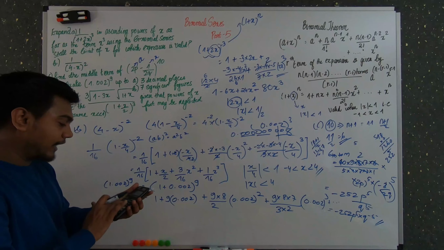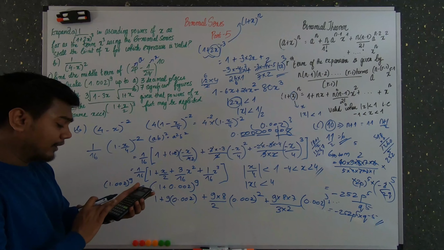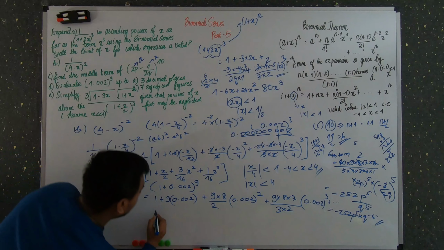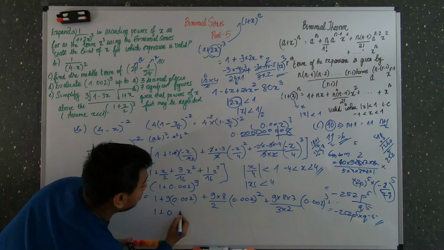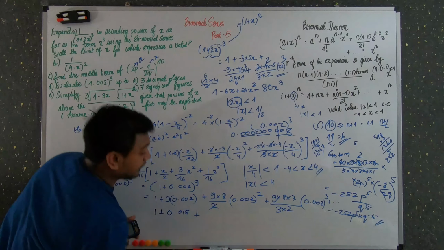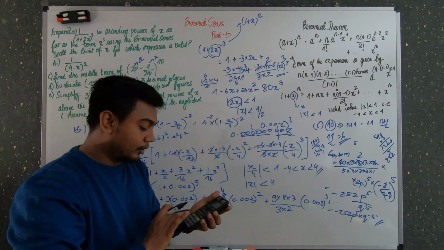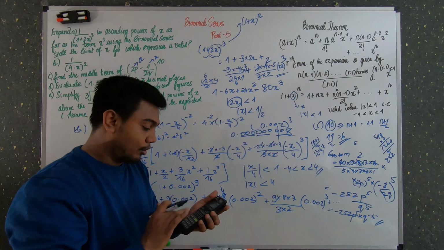Okay, I need a calculator for that. Otherwise, it will be a very time consuming process. That's why. Okay. So 1 plus 0.018 is the value for this term. Okay, let's find what it is. 9 into 4, right? 0.002 whole raised to 2, what is it?